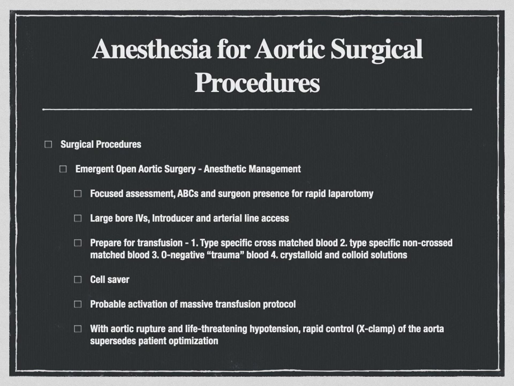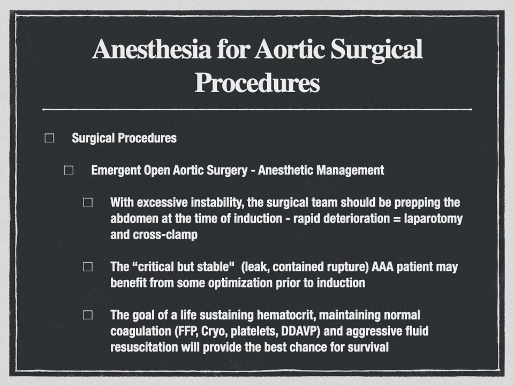You're going to have a cell saver ready, probable activation of a massive transfusion protocol. And with aortic rupture and life-threatening hypotension, you want rapid control, and that is getting that cross clamp into place of the aorta, and that supersedes patient optimization. When your patient's extremely unstable, the surgical team should be prepping the abdomen at the time of induction. This will allow them to do immediate laparotomy as soon as that patient is intubated, and they can get the cross clamp placed as soon as possible.